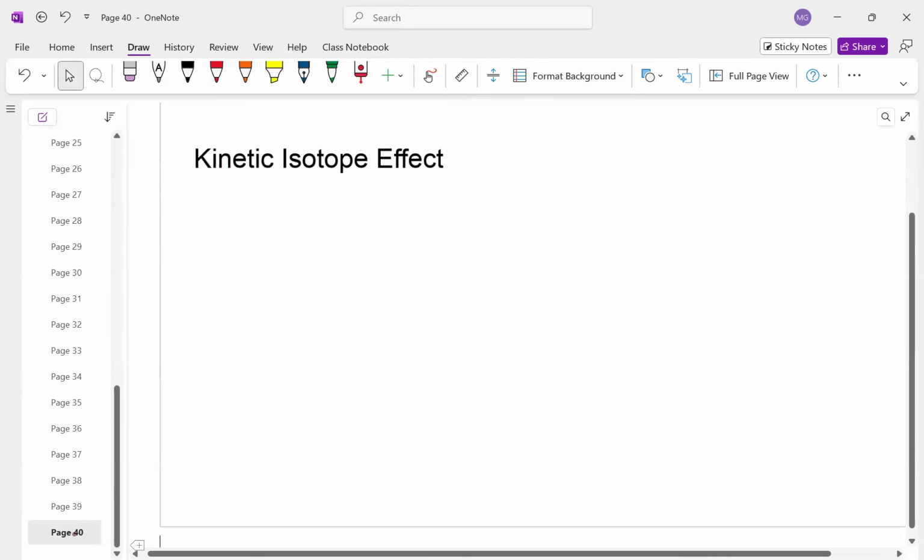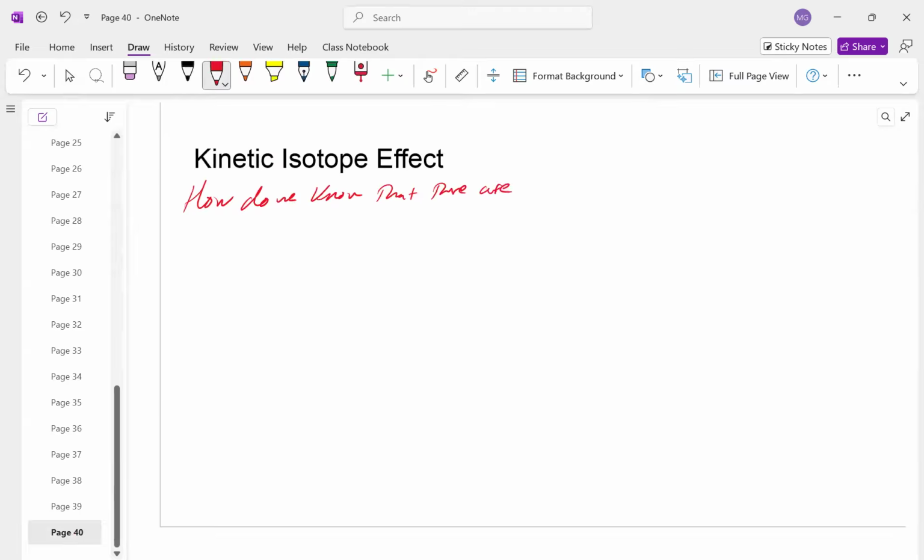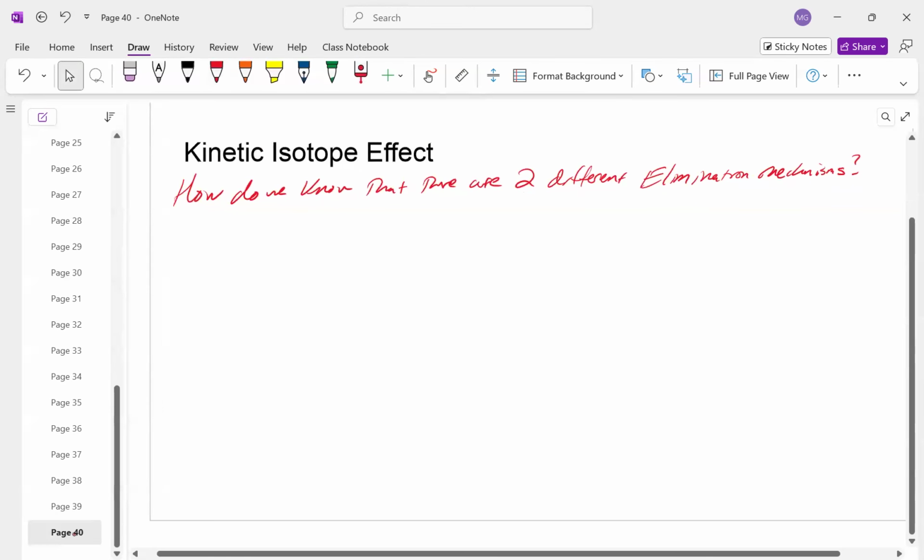Now, the last thing we're going to look at is how do we know that there are two different elimination mechanisms? So we're kind of going away from theory and going into actual real world evidence that we have two different mechanisms, E1 and E2. So what scientists used is something called the kinetic isotope effect.